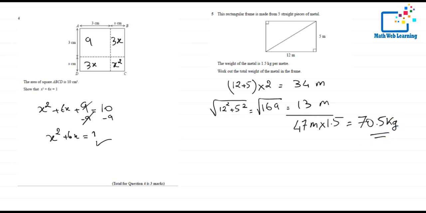Okay, next question is question 6. Alright, question 6 is a question on straight line and parallel lines. Now, two lines are parallel if they have the same gradient. So let's do the gradient for L1. What is it? So let's call it M1.